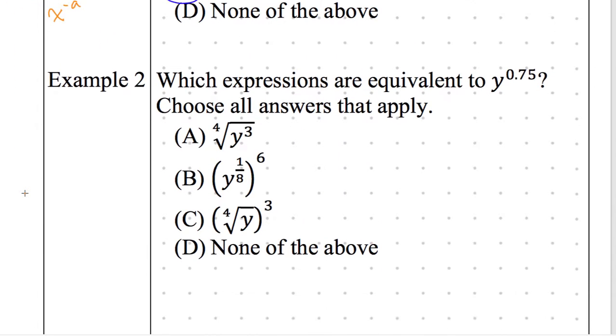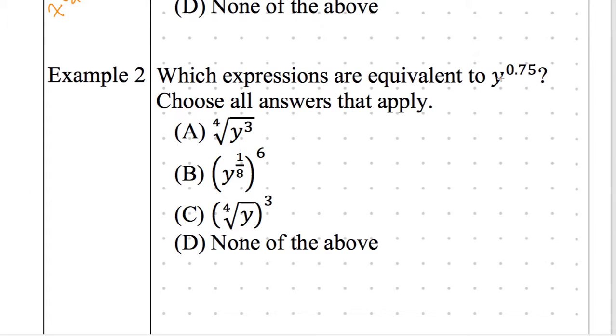Which expressions are equivalent to y to the power of 0.75? All right, so I'm going to rewrite this y to the 0.75 power in terms of a fraction. So I need to convert a decimal to a fraction. Does anyone know the fraction version of 0.75? I'm going to still wait for some more time. What is the fraction version of 0.75? I still only see 3 hands. 4 hands. People are still thinking. Gunnar, go for it. 3/4.